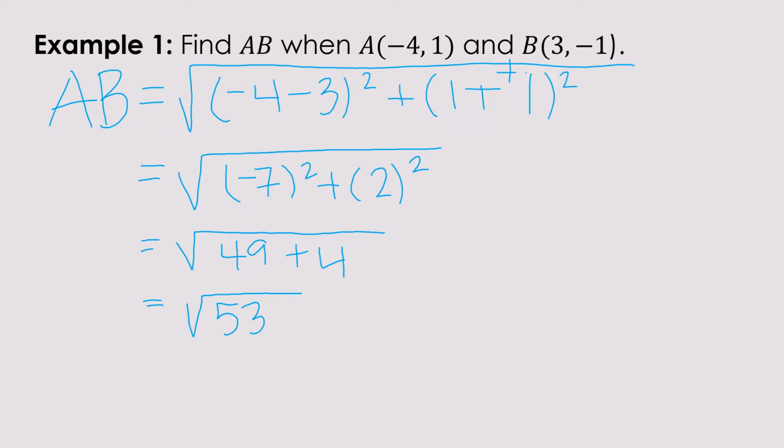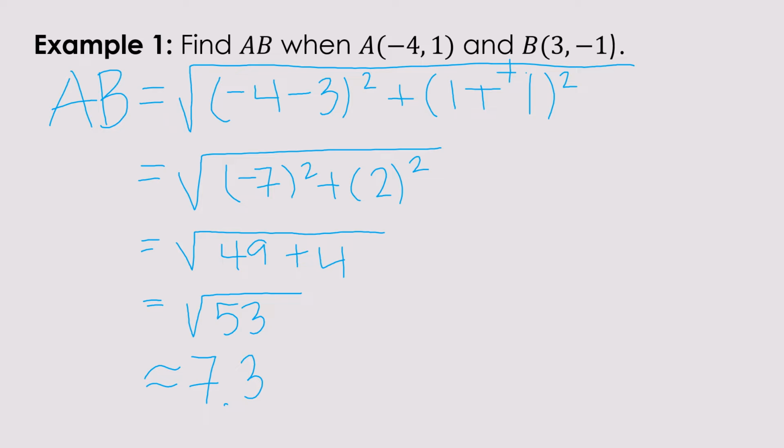So the square root of 53 is the exact answer. But you can round it and make it an approximate answer by using your calculator. I know it's going to be a little bit more than 7, and let's see, it is approximately 7.3. So either of those would be acceptable answers, the square root of 53, which is exact, and then approximately 7.3.